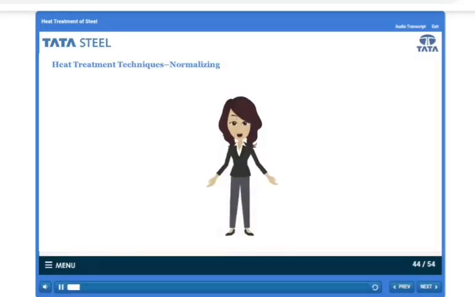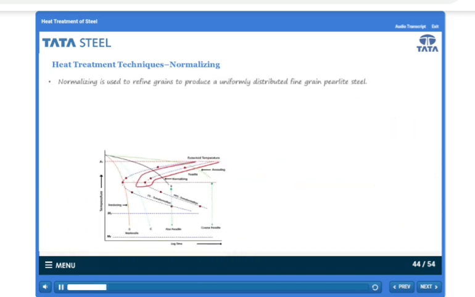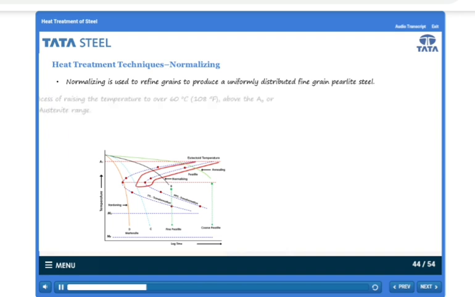We have learned about the annealing process and its various types. Now we will learn about the second important heat treatment technique, normalizing. Normalizing is used to refine grains to produce a uniformly distributed fine-grained pearlite steel, which is tougher than the coarse-grained pearlite steel produced in the annealing process.